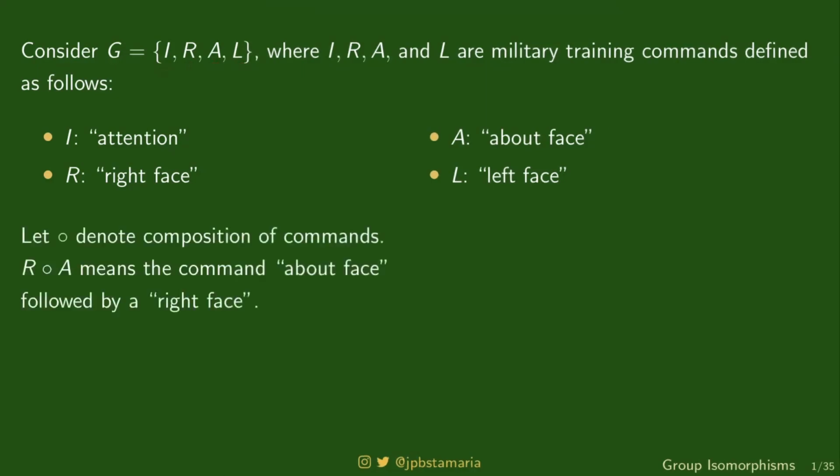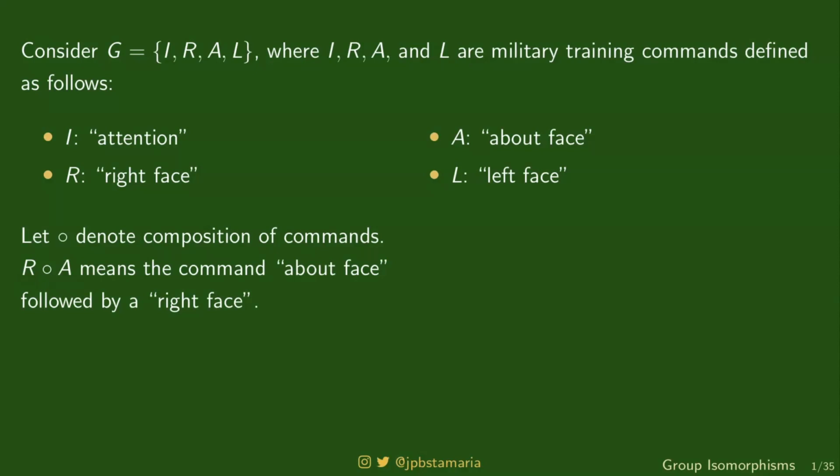Now on G, let's define the composition of commands, or composition of functions. Composition means you do one command, followed by the other. So for example, if you see R circle A, or R composition A, it means about face, you do the about face first, to be followed by a right face. You execute the about face first, then from that position, you do the right face.